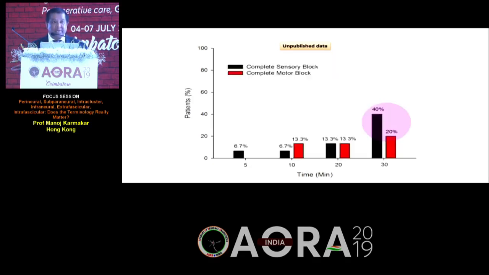But when we looked at the incidence of complete sensory and complete motor blockade, the complete sensory is the black bars, the complete motor block is the red bars, at 30 minutes. See, it's pathetically poor, 40%. So at 30 minutes, if you want to do surgery on these patients, maybe the patients are not ready enough, they're not ready for surgery.